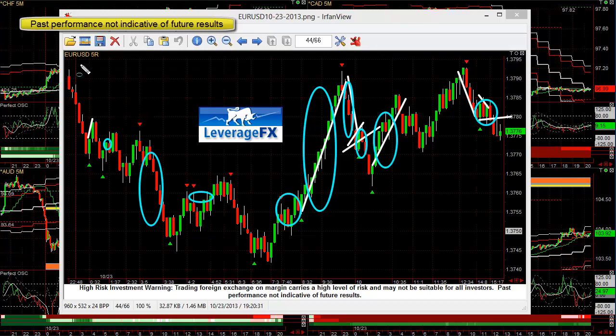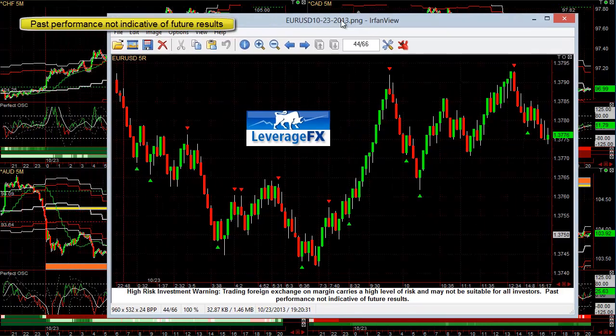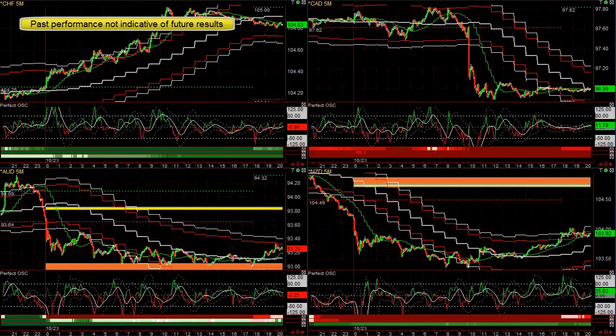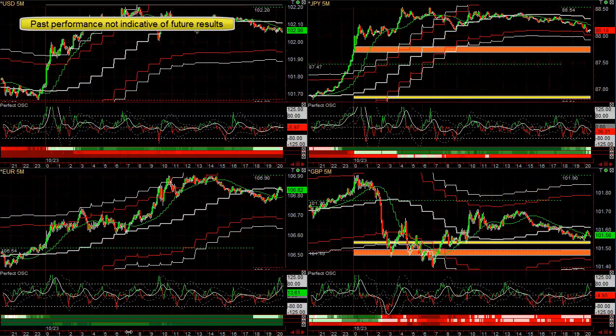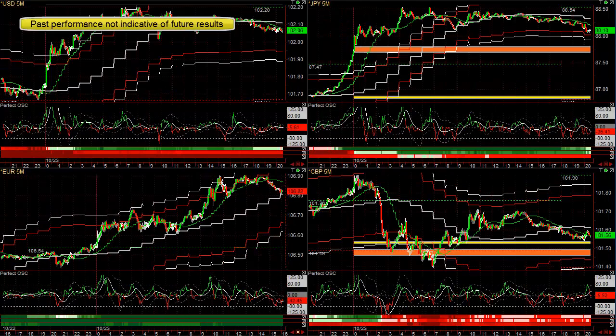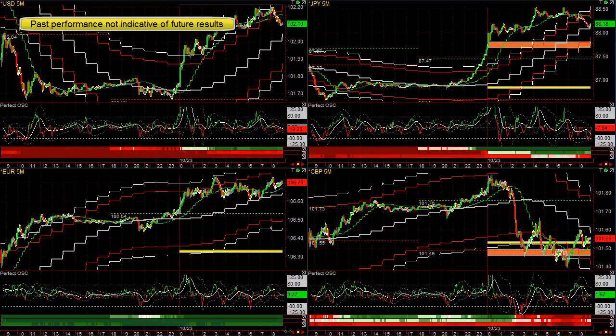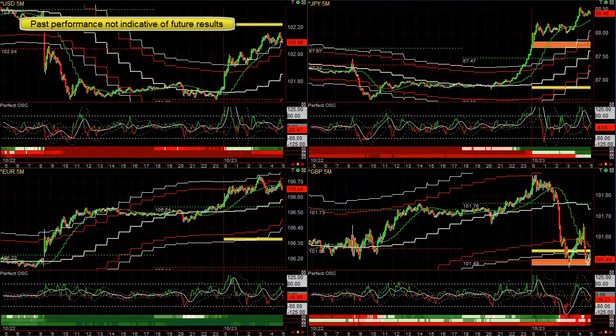And you can use this in conjunction with our currency indexes. So if the euro is trending up and the dollar is likely to go down, which happens frequently, you can look to buy the euro dollar. Let's scroll these back. So you can see that the euro is trending up, the dollar is trending up.